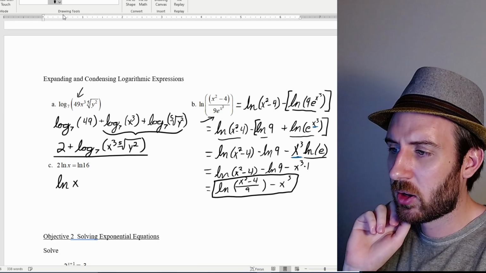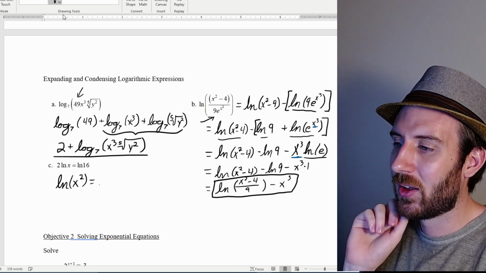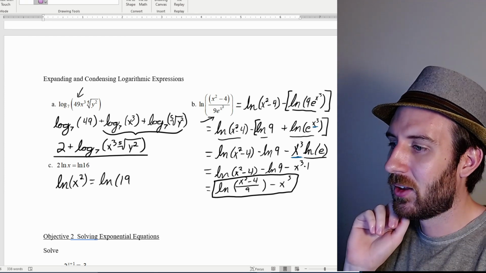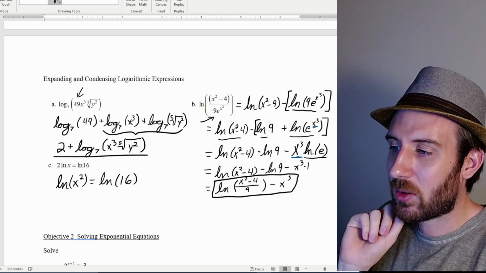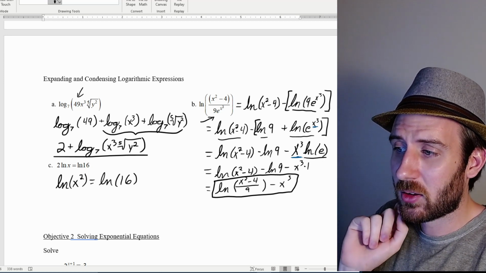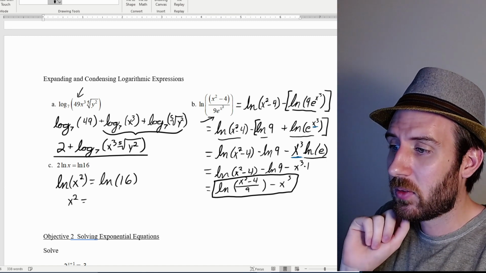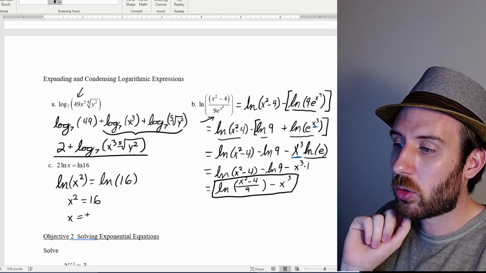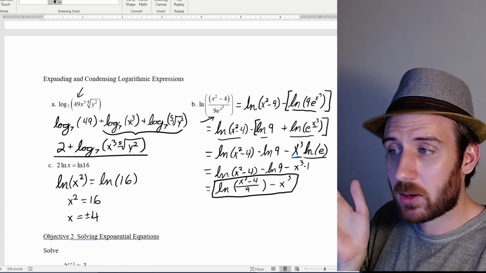That'd be the natural logarithm of x squared. Oh, okay, natural logarithm of x squared equals the natural logarithm of 16. Oh, 16, not 19. Well, that's actually a pretty easy one to solve now, because now I'm just trying to say that whatever's on the inside of my logarithm on the left has to be the same as the logarithm on the right. That's x squared equals 16. And so that would be x is equal to plus or minus 4. And we should be done.